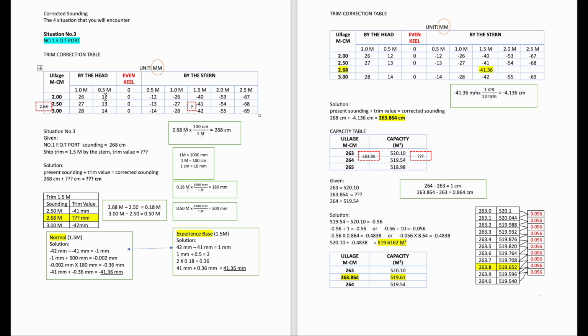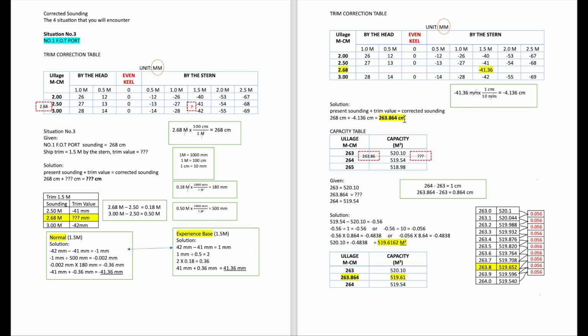But if you see a positive sign, you need to use plus. So you need to add to 268. So take note on that. When using this one, always check the sign. Whatever the sign is, that's what you use in this equation. If the sign is positive, you need to plus. If the sign is negative, you need to minus.